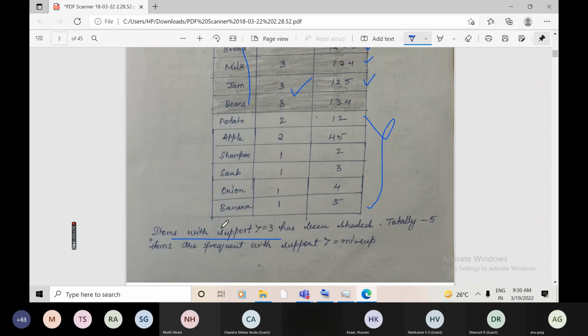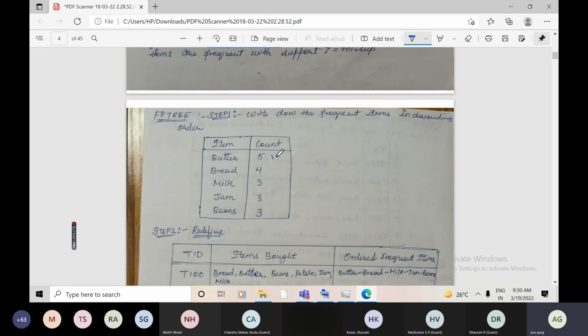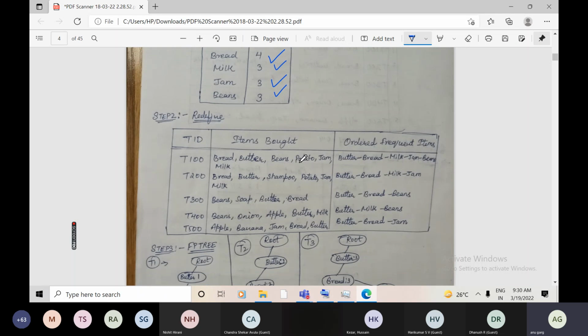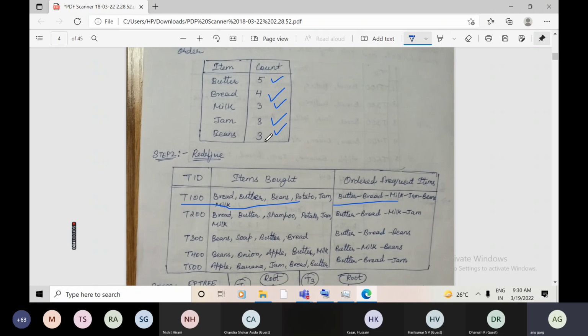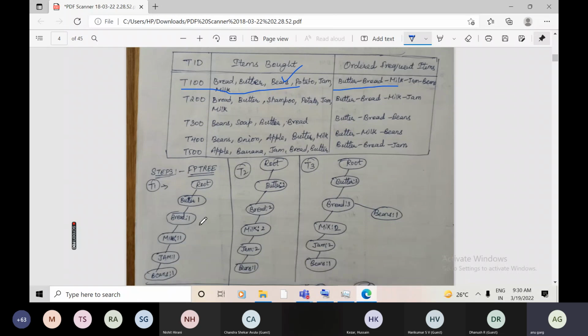Next step is write down all your items in the decreasing order of the count, all the items that we are going to consider. Next, same step, you need to redefine your original table. So the original table is given like this. You redefine based on the support count. First butter should come, then bread, then milk, then jam, then beans, based on this decreasing order. We have just ordered this item set. Next, you start constructing your FP tree.